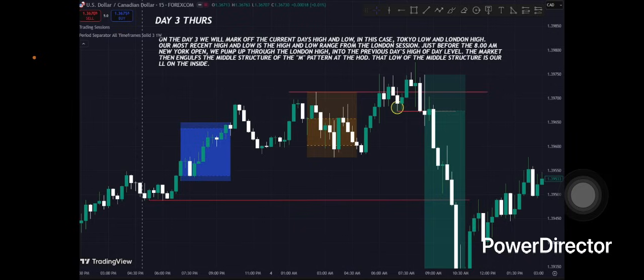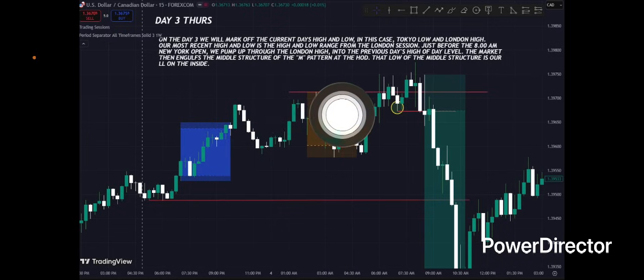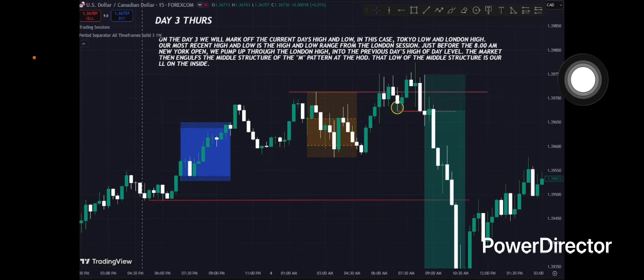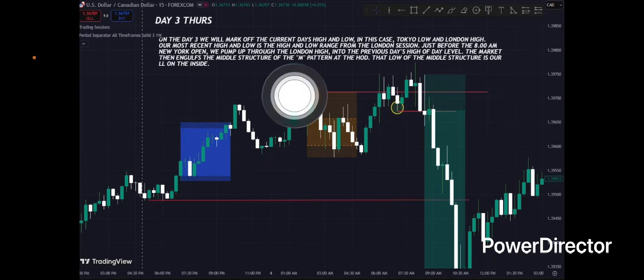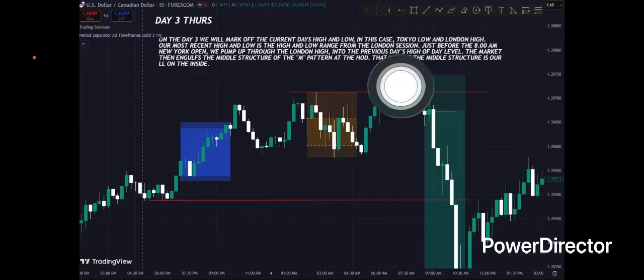So what I'm going to tell you here is describing the daily process, okay? On day 3, we will mark off the current day's high and low. In this case, the Tokyo low and the London high. Okay. Our most recent high and low is the high and low range from the London session. Okay. Just before the 8 a.m.